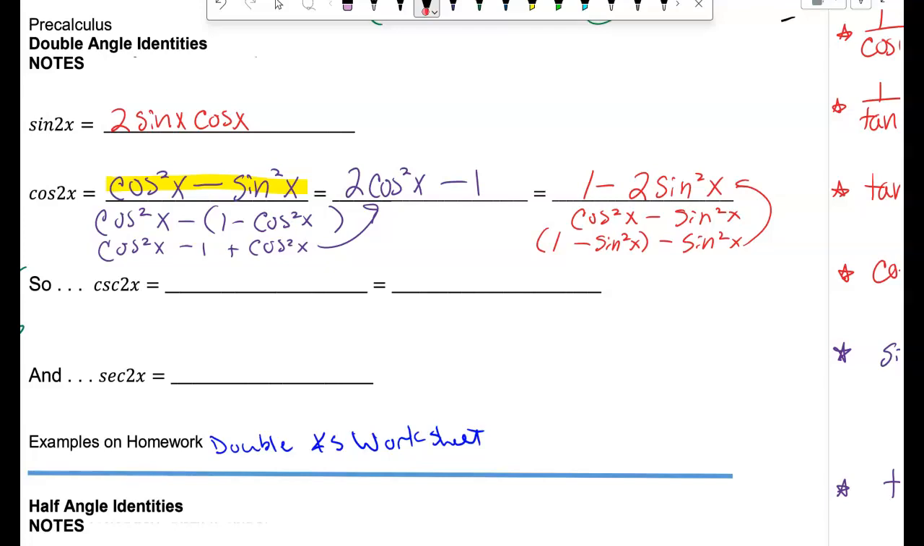Now, notice it says here, cosecant of 2x. My friends, cosecant of 2x is the same thing as 1 over what? Yeah, 1 over sine of 2x, which means it's really 1 over what value?